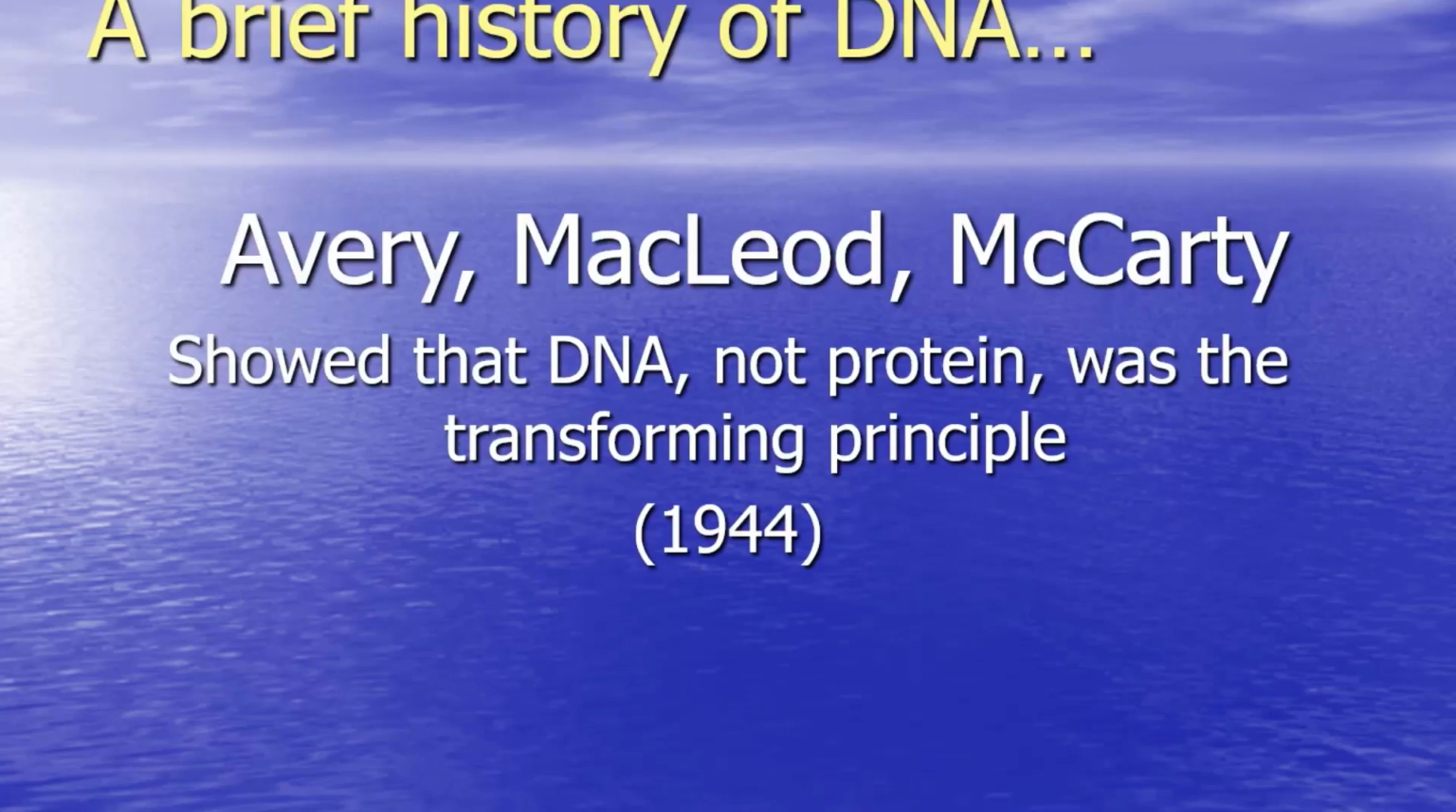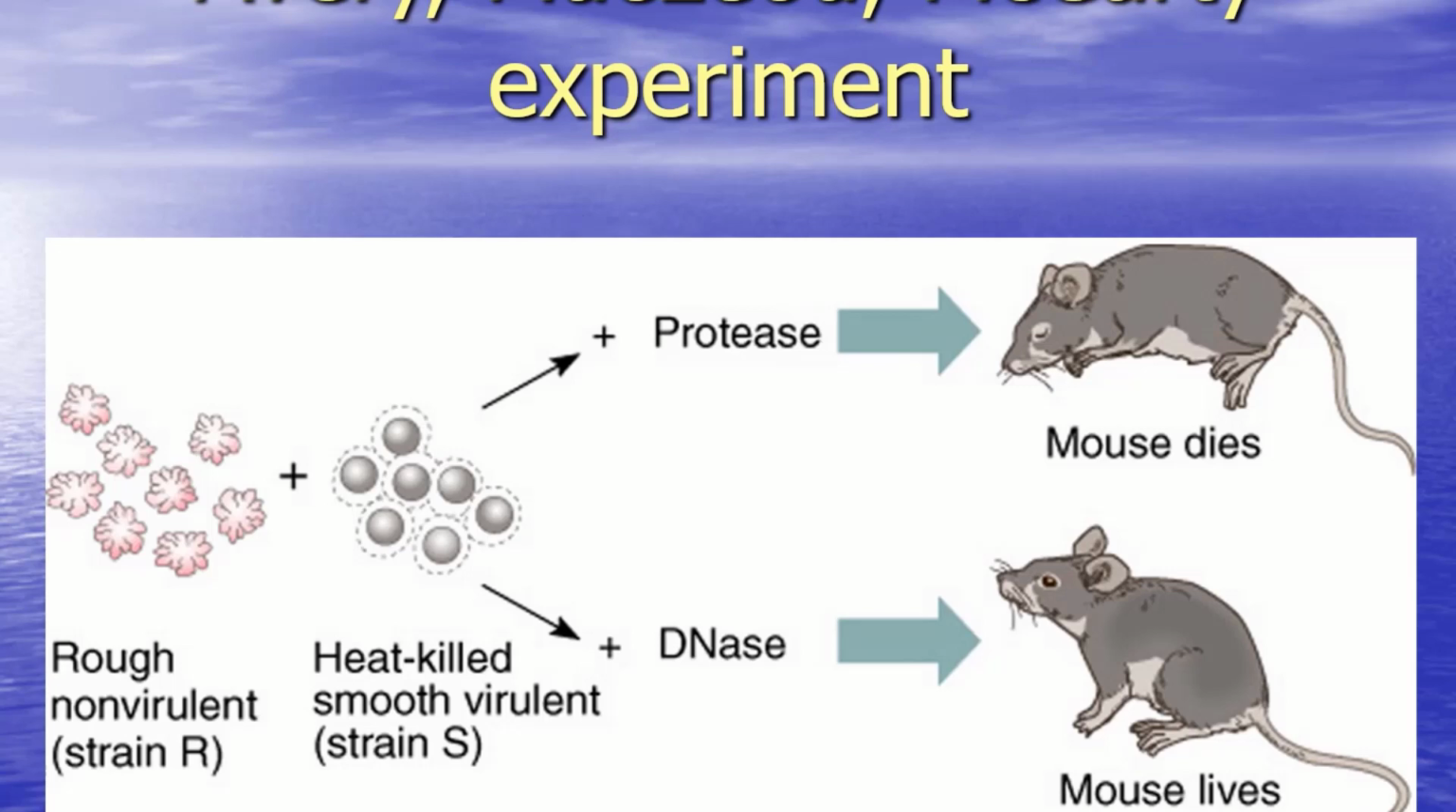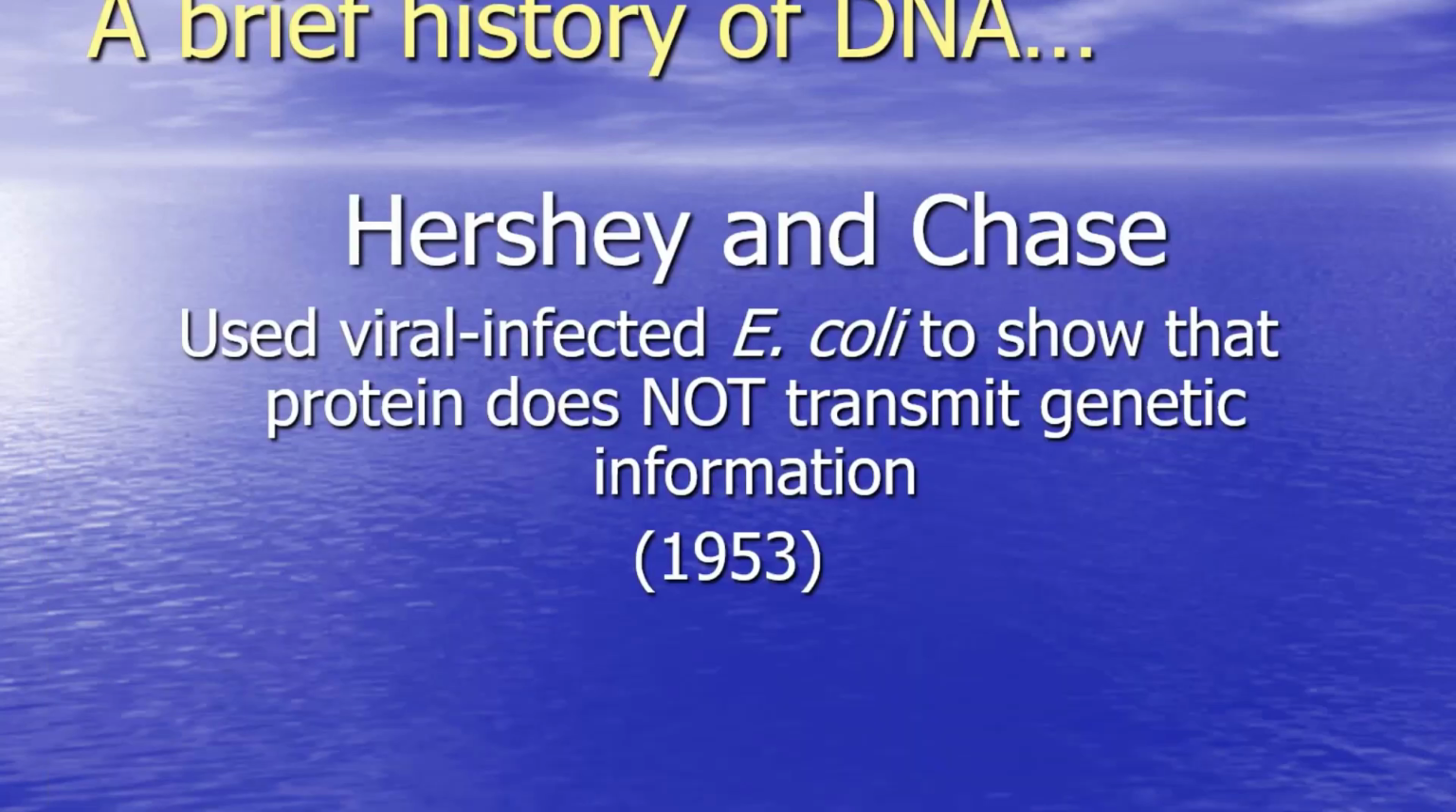Avery and McCarty showed that DNA, not protein, was the transforming principle in 1944. The experiment: rough, non-virulent strain, plus the heat-killed smooth virulent strain, plus protease, and plus DNase.